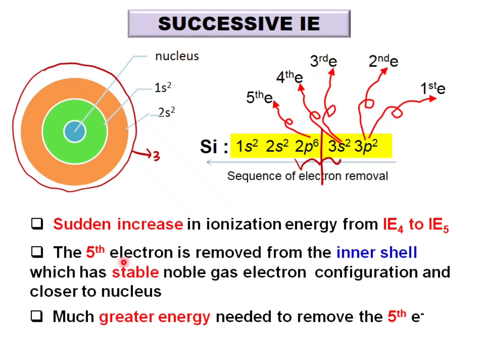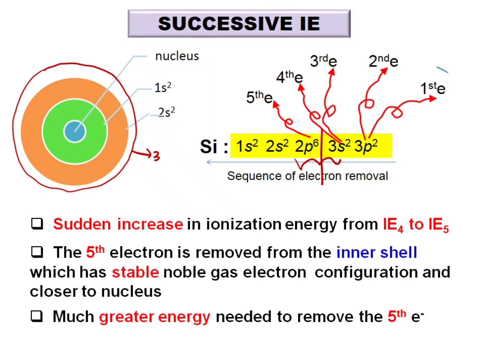So the fifth electron removed from inner shell, which has stable noble gas configuration and closer to the nucleus. So much greater energy needed to remove the fifth electron. Boleh nampak? So bermaksud dekat sini kelas, start daripada fifth electron tu adalah inner electron.